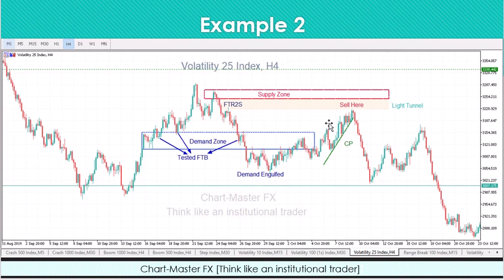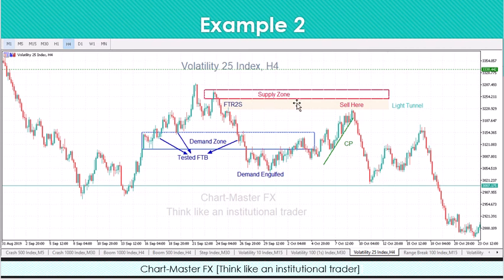You can see here, guys, that we had a compression of price as the price was approaching the light tunnel, and finally as the price reached the light tunnel zone, it was able to drop. And here, which is the depth of demand engulfment, that will be your safest take profit, and you put your stop loss just above the supply zone.